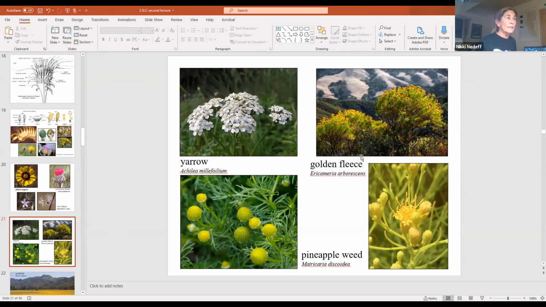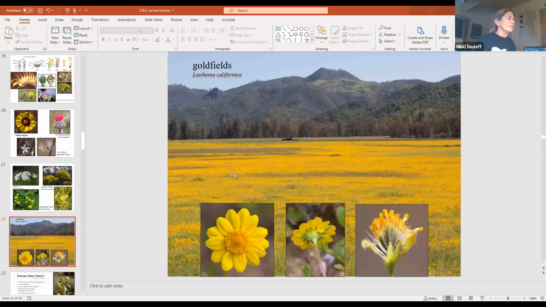Golden fleece doesn't look like it'd be a sunflower, but it is. It has all those typical features of the sunflower family. Same with pineapple weed, a non-native weed that when you crush it really does smell like pineapple. It kind of looks like a pineapple. This is a little bit bizarre in that it doesn't have the ray florets, the petals that stick out that are typical. It's the most complex. It's also the most prolific, the most common in terms of numbers in the state of California. Vast areas composed of single species.